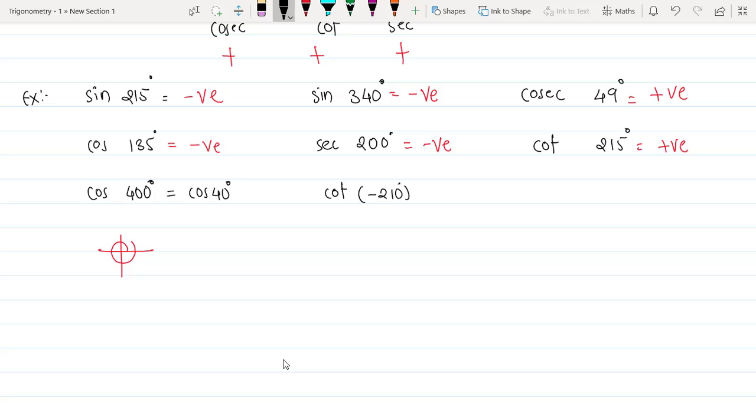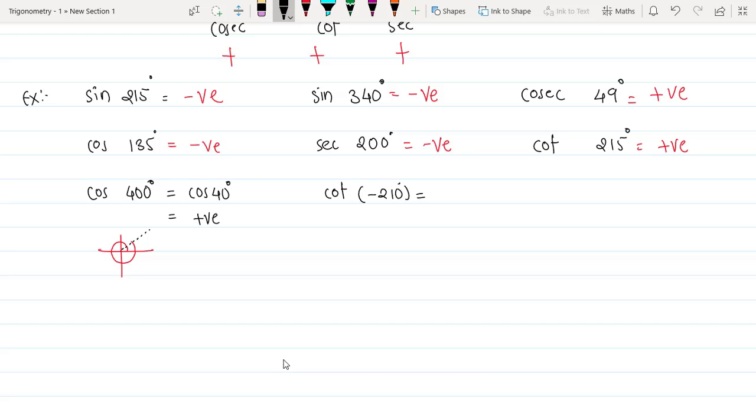Cos of 400 is going to lie in which quadrant? First. Cos 400 is going to lie in the first quadrant. Anything above 360 is going to be just a repetition of whatever you had in the first rotation. So 400 lies in the first quadrant. So cos of 40, whether it is positive or negative, tell me now. Positive. It is going to be positive only.